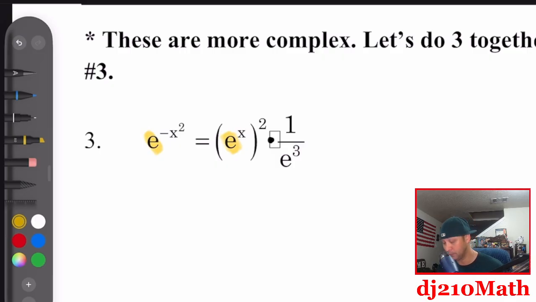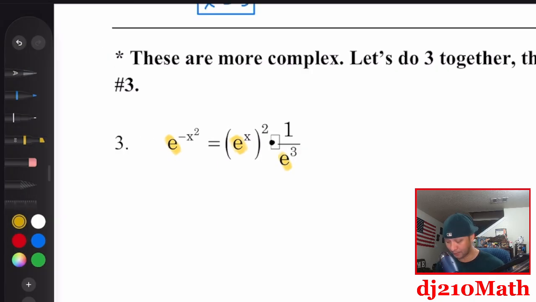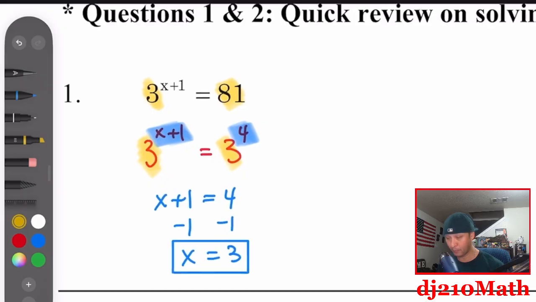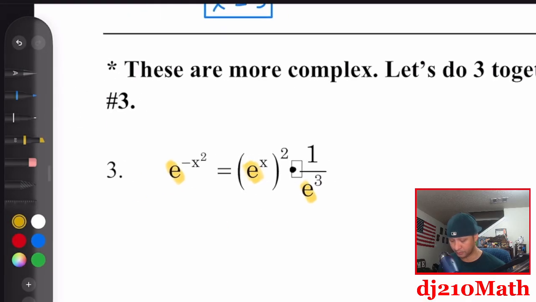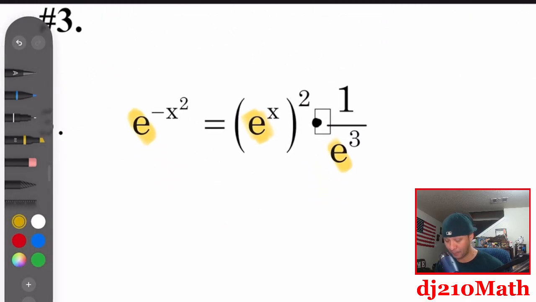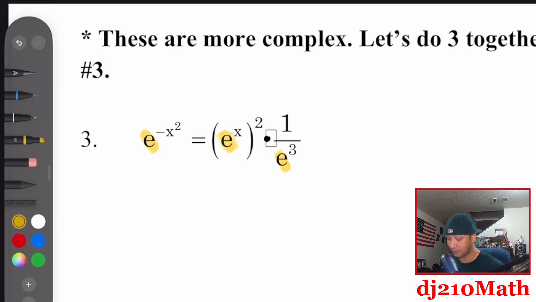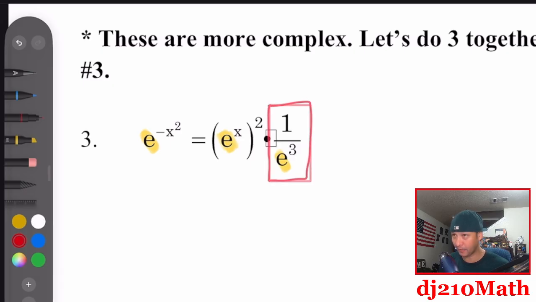The goal is to have the same base on each side, just like how in number 1 we had base 3, here we had base 2. This is no different. It just looks crazy, but we need to have base e on both sides. So let's do this one piece at a time. The first thing that I want to do is, on the right, get rid of this fraction. That's going to be step 1.